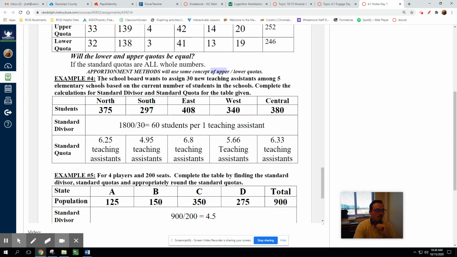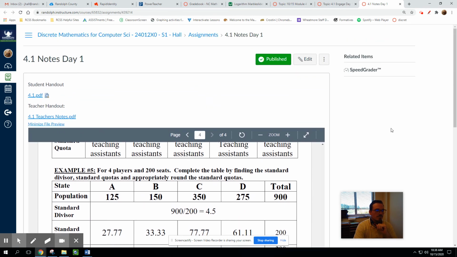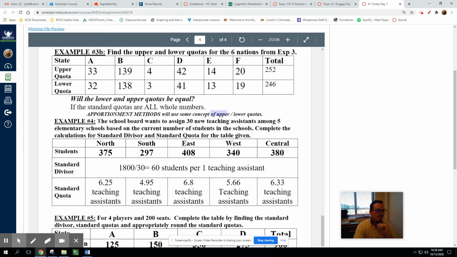For example 4, and we've only got 2 examples left. For example 4, it says the school board wants to assign 30 new teaching assistants among 5 elementary schools, based on the current enrollment of students in the schools. This is true, we do this. Complete the calculation for standard divisor and standard quota for the table given. So we've got these 5 elementary schools, north, south, east, west, and central, and here are the student numbers.